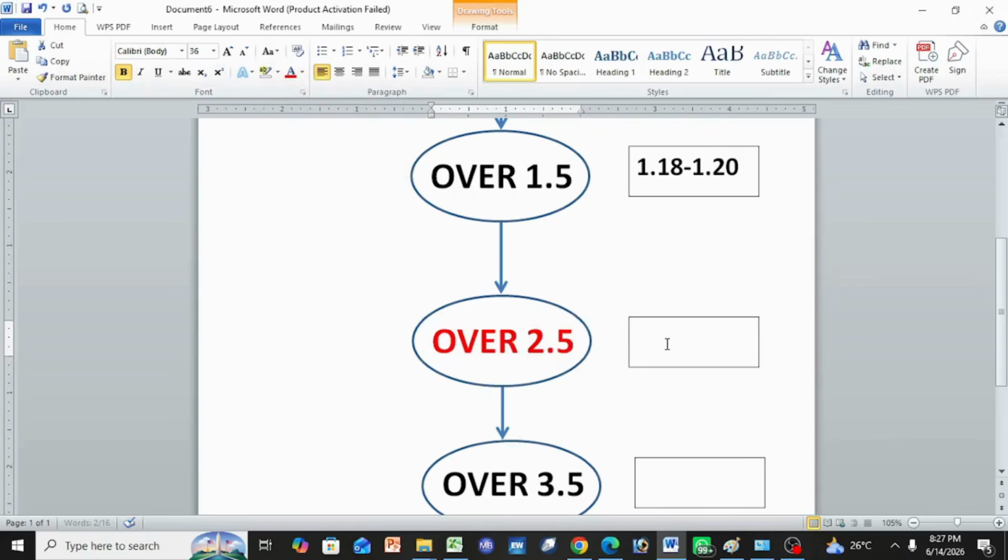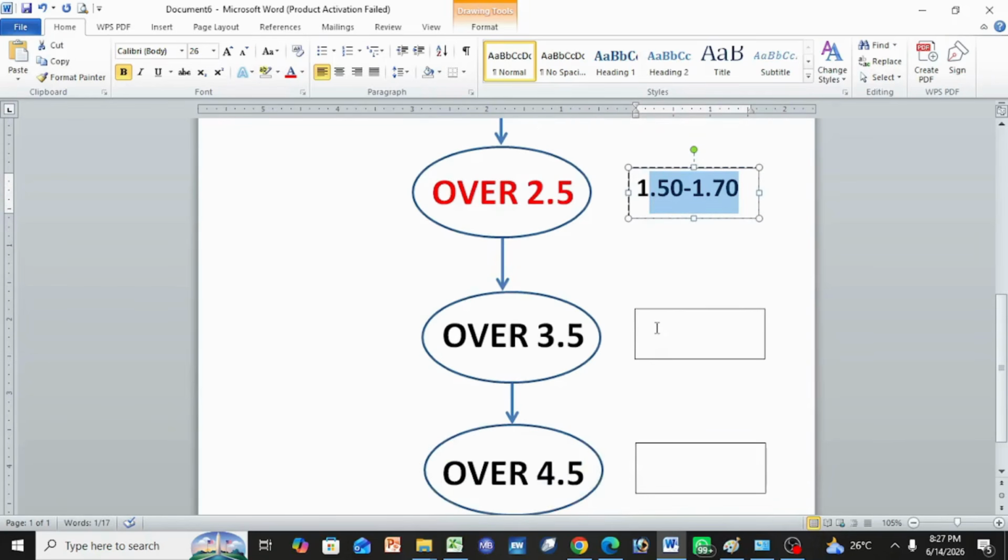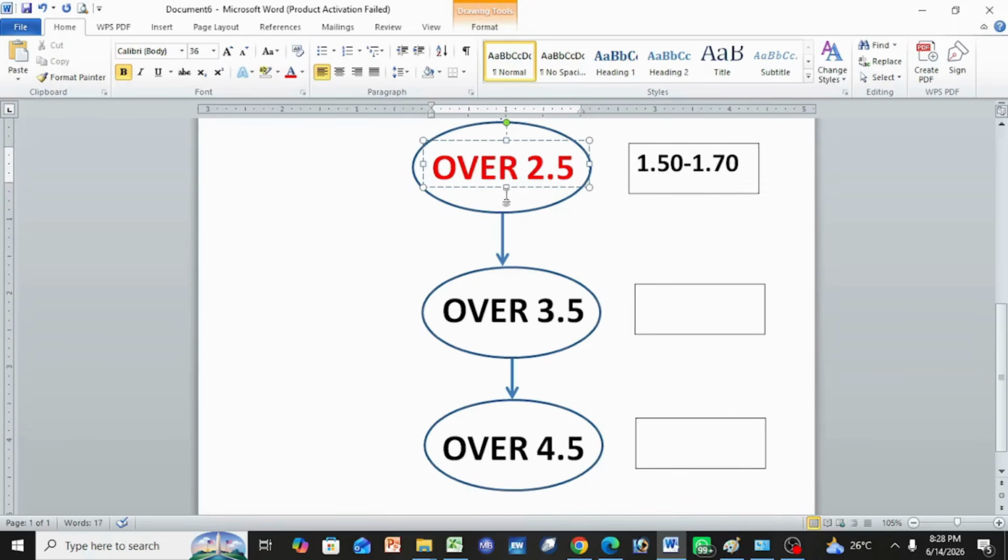All right, so over 2.5 goals must be from 1.50 to 1.70. So 1.50 to 1.70 is a value odd for over 2.5 goals. Right, now look at over 3.5. Now remember, what we actually concentrate on, our main concentration, is over 2.5.